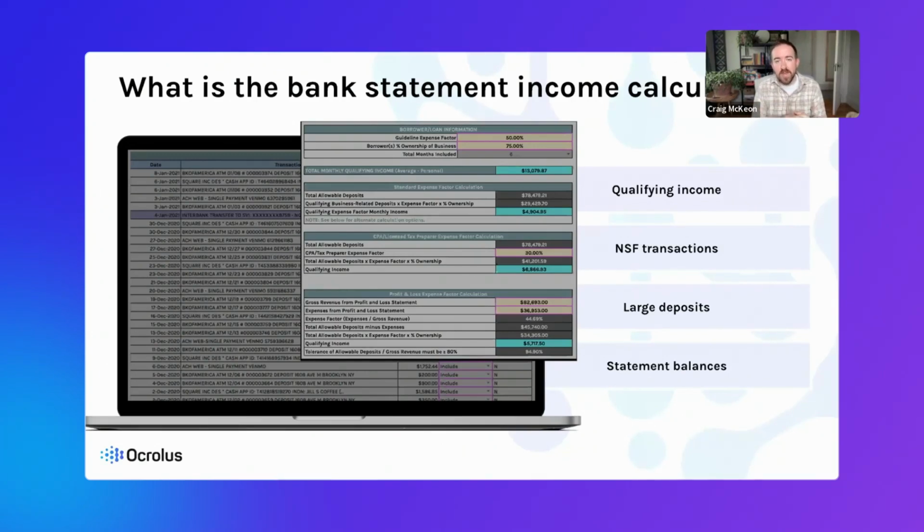The Ocrolus Bank Statement Income Calculator automatically extracts deep financial insights directly from your borrower's bank statements, giving you a clear picture of their income, their spending habits, and their overall financial stability. You can quickly identify red flags like NSFs, or non-sufficient funds transactions, or sometimes large irregular deposits, things that can have a significant impact on your lending decision. The calculator also highlights these details clearly, and it helps you assess financial risk faster and more confidently.